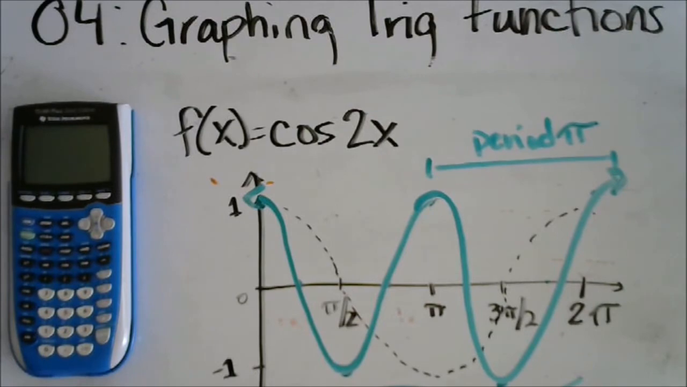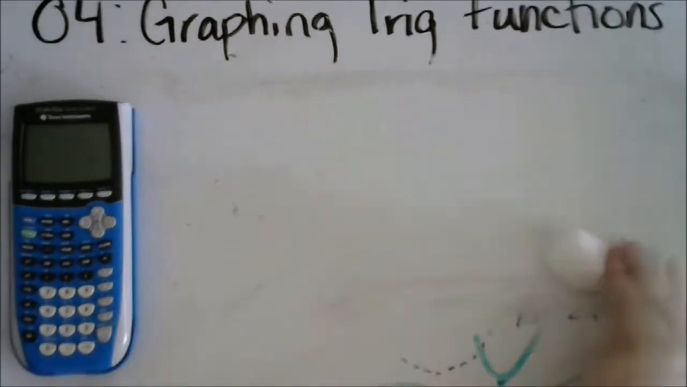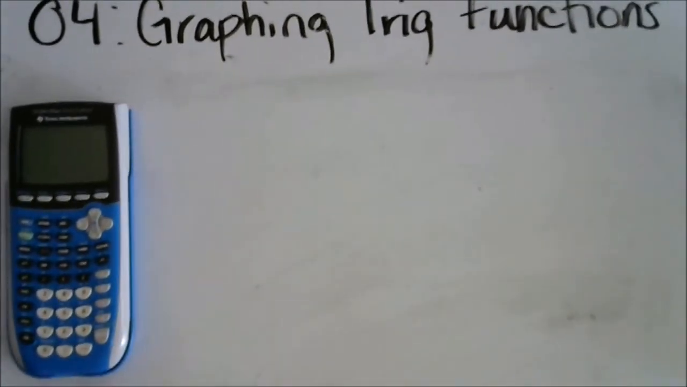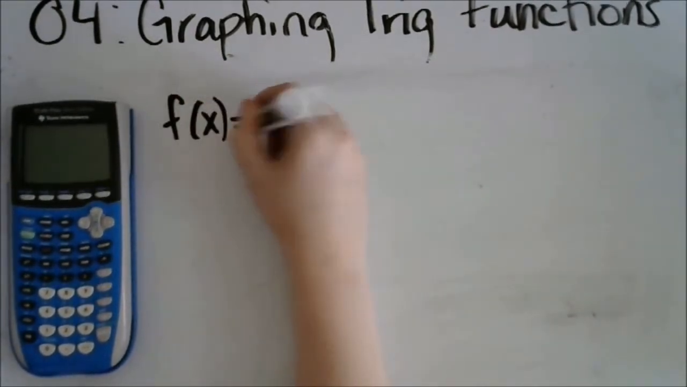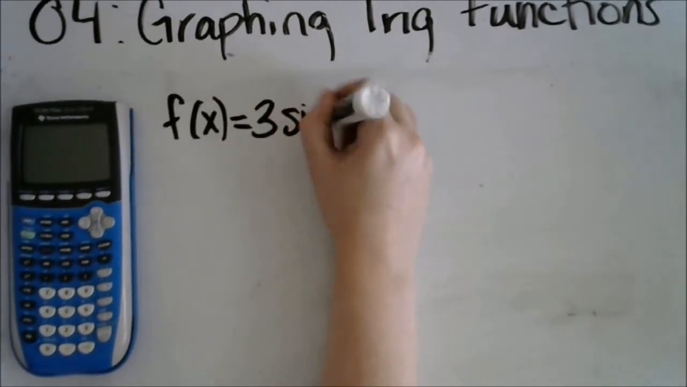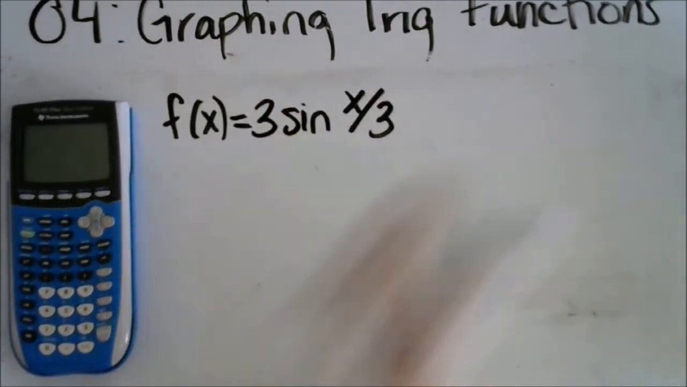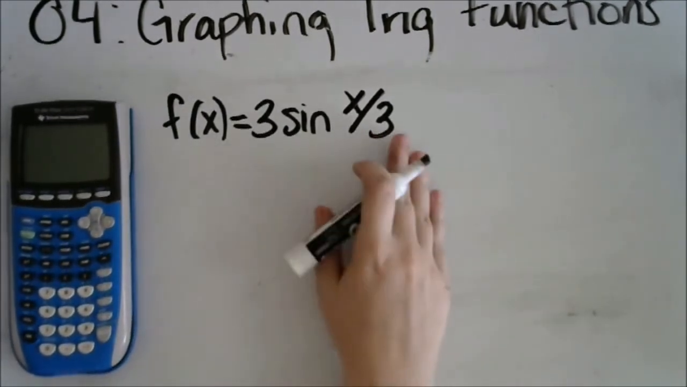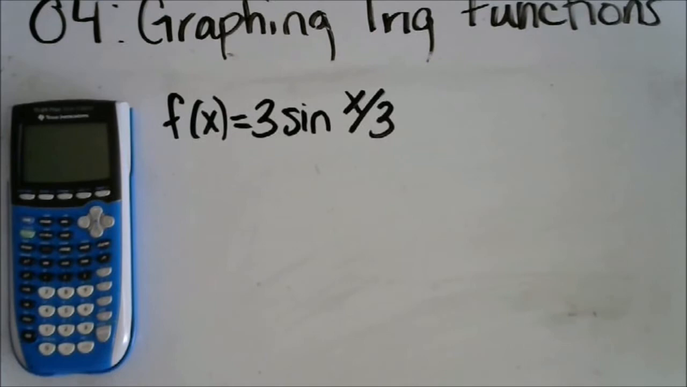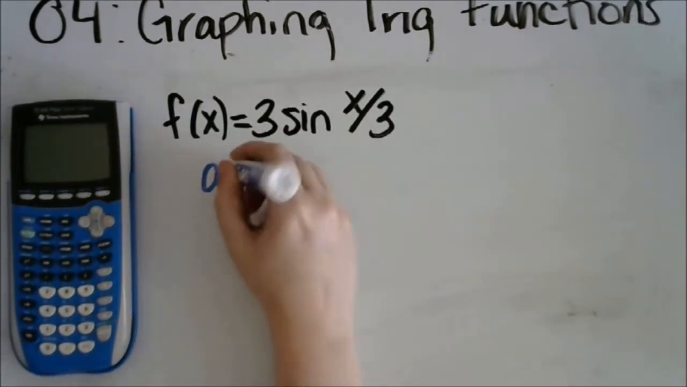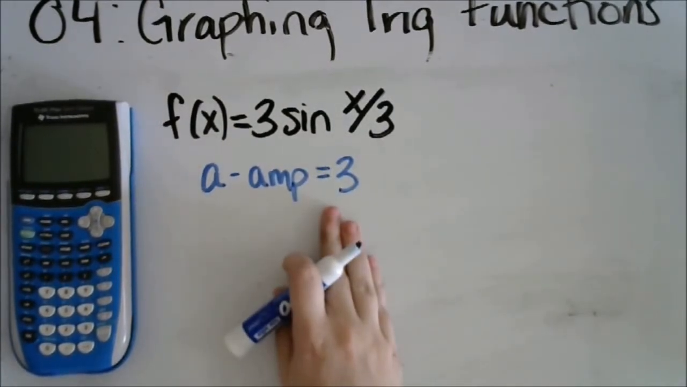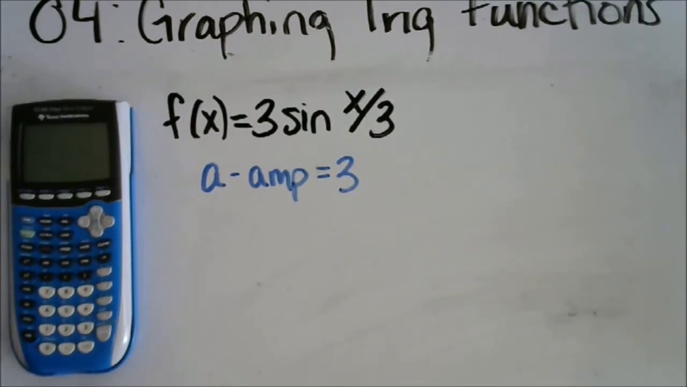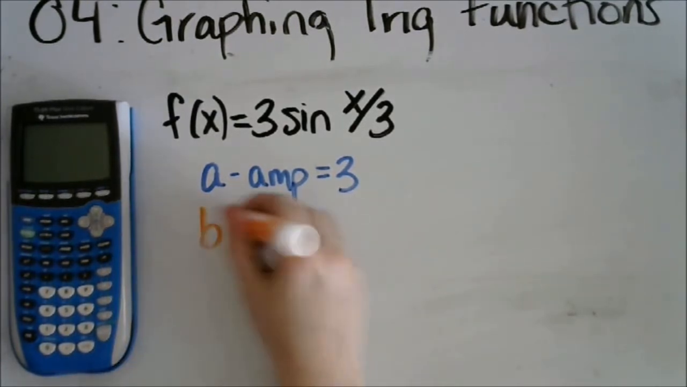Let's try it again, but this time with a smaller frequency. For our next example, we're going to graph f of x equals 3 sine x over 3. I'm doing 2 transformations in this example, and I want to identify both transformations. A, or the amplitude, is now equal to 3. This will affect my minimum and my maximum. I also have that the frequency in this example is 1/3.